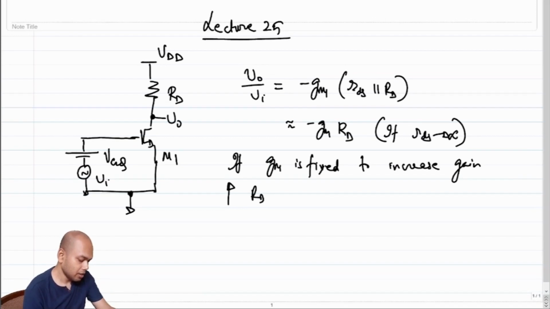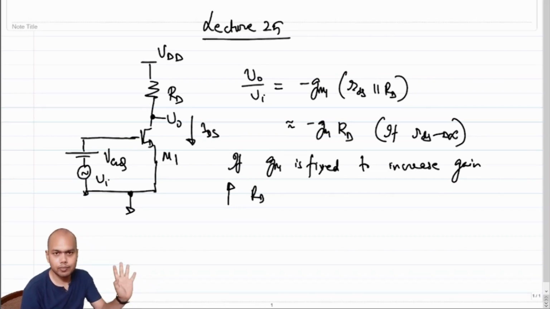So we all know that M1 should be in saturation, right? What is the characteristic of a transistor in saturation? The characteristic of a transistor in saturation is that the current through the transistor, IDS, is not dependent on the drain voltage, right? Which means this is a current source. If it depends on the drain voltage, then it doesn't become a current source. So for a transistor in saturation, IDS is independent of the drain to source voltage, right?